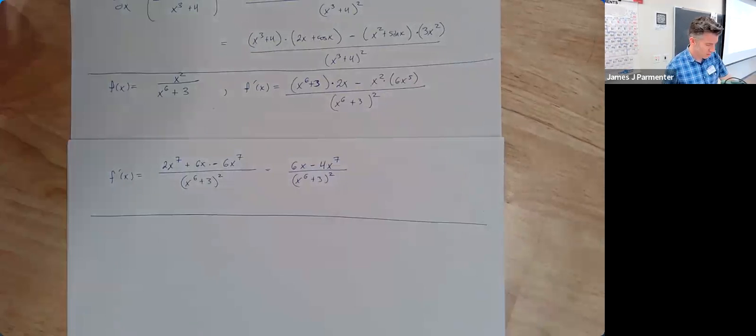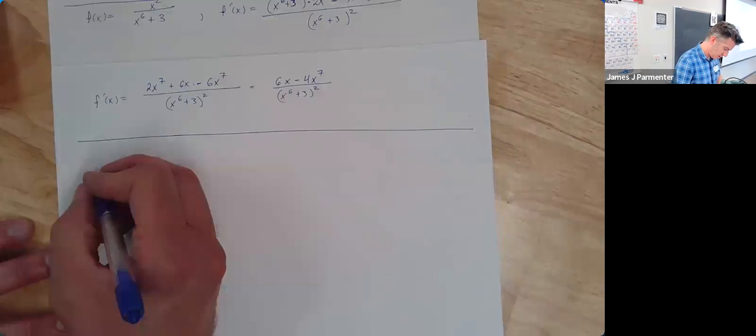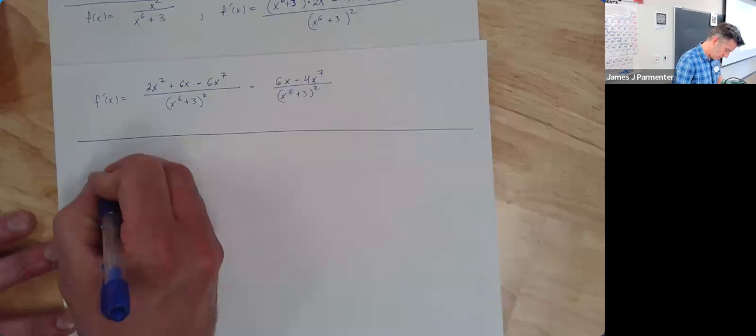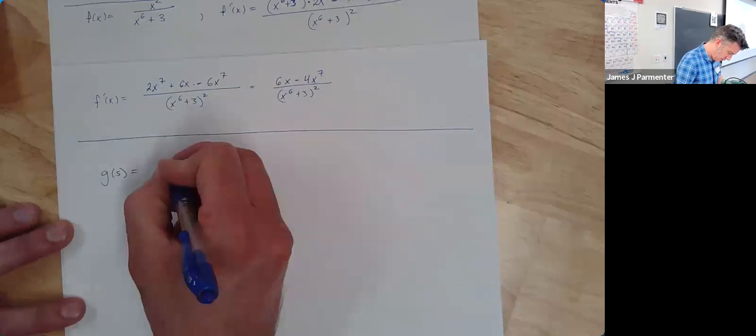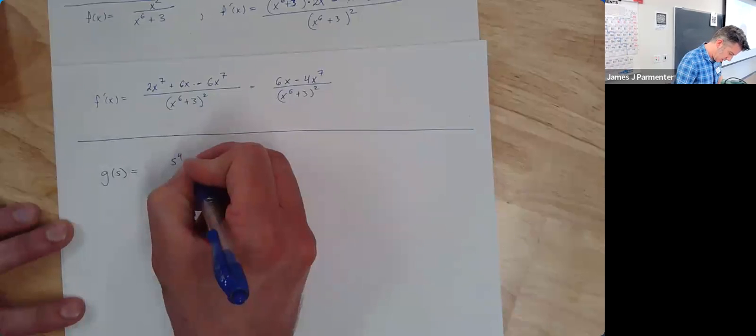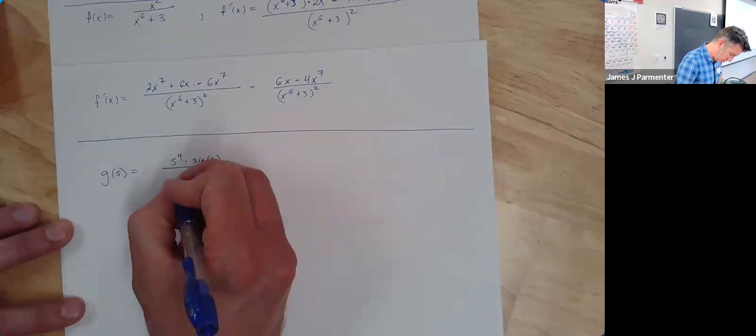Let's do one more, and then we'll move on to talking about some other trig things. Let's say our function was g of s equal to s to the 4th times sine of s, all over s cubed plus 1.